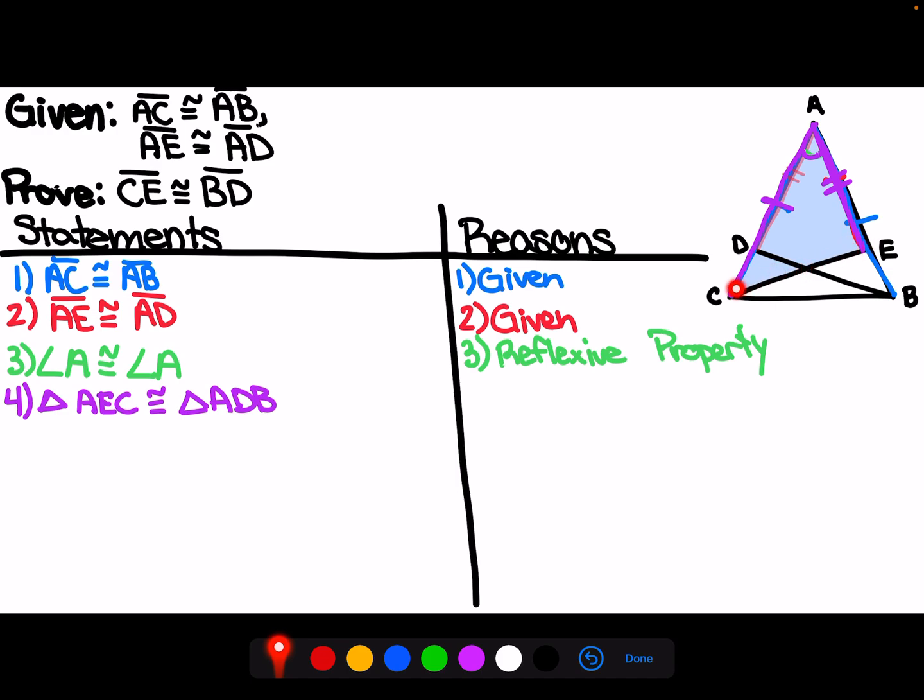I don't see anything. I'm just moving around. Oh, side, angle, side. So these two triangles are congruent by side, angle, side.